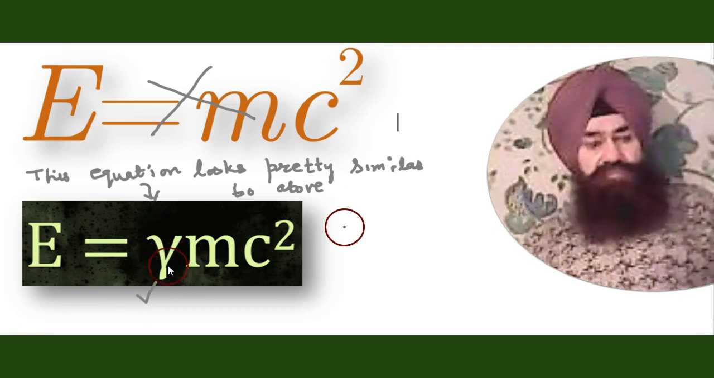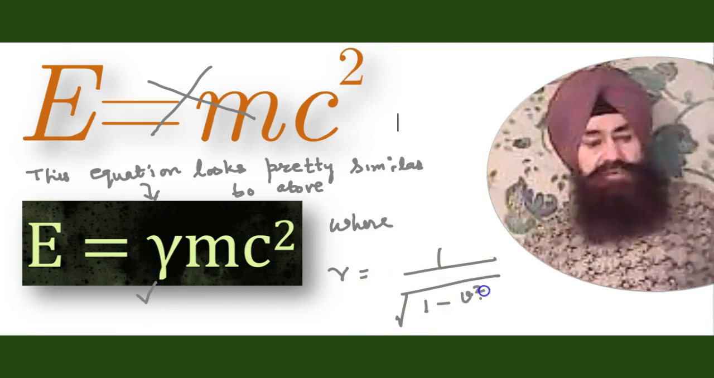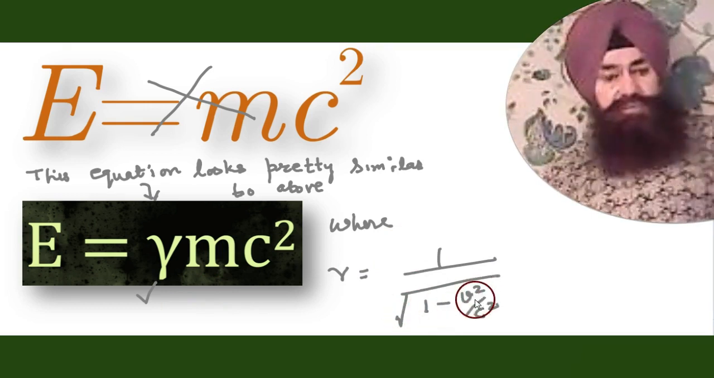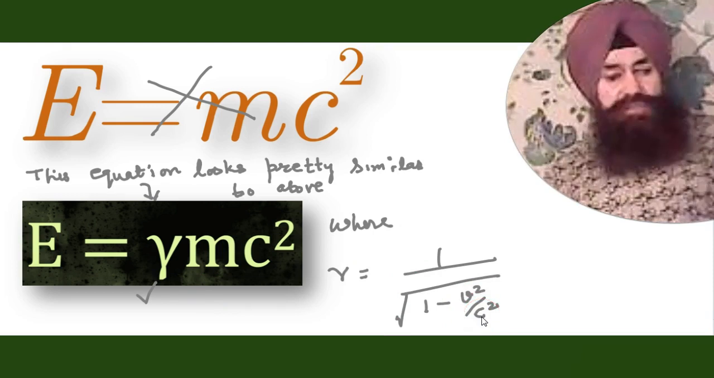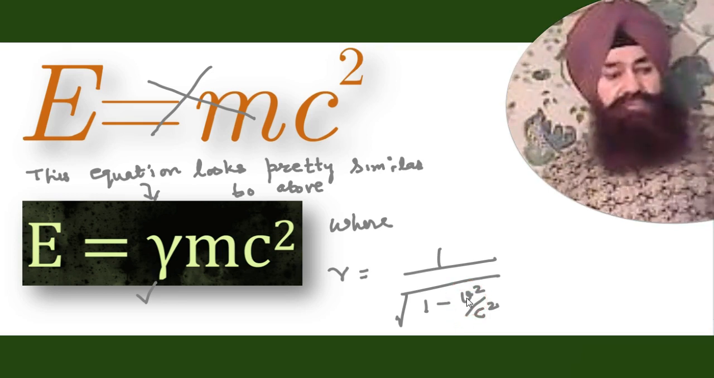This term comes from relativity. How? The value of gamma is 1 upon the root of 1 minus v square upon c square, where c is a constant, and the value of this constant is equal to the velocity of light in vacuum, and v is the velocity with which our object is moving with respect to us.